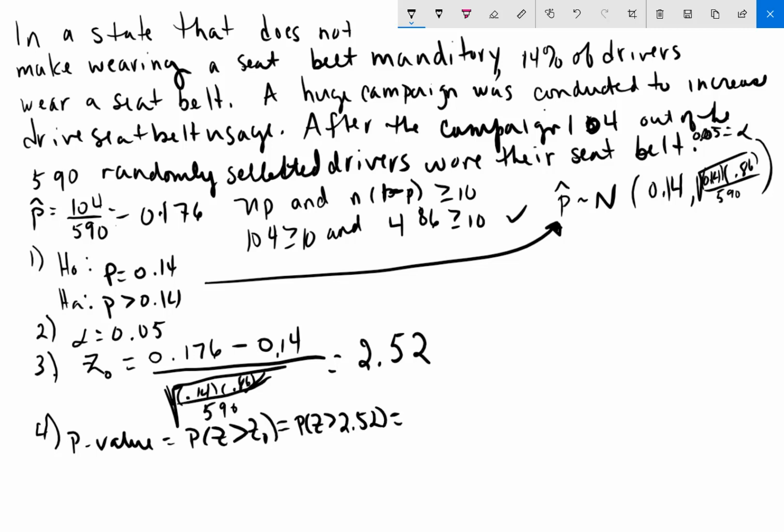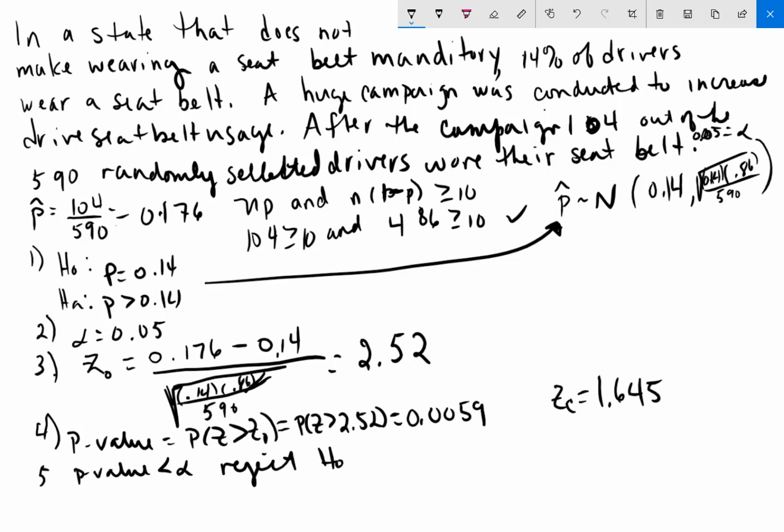When we look in our chart and we figure things out, we find out that the p-value is 0.0059. It is tiny. The critical value, as you know, for the right-tailed test is 1.645, because we're looking for the critical value such that 5% is to the right. We know that that's 1.645. So since the p-value is less than alpha, we reject the null hypothesis.